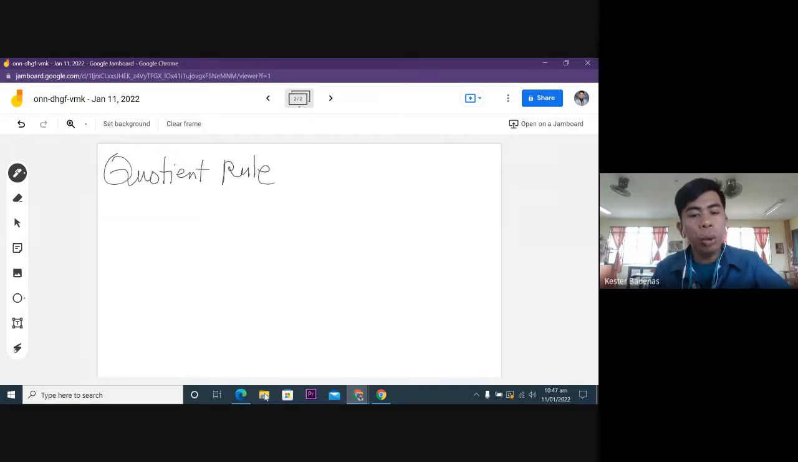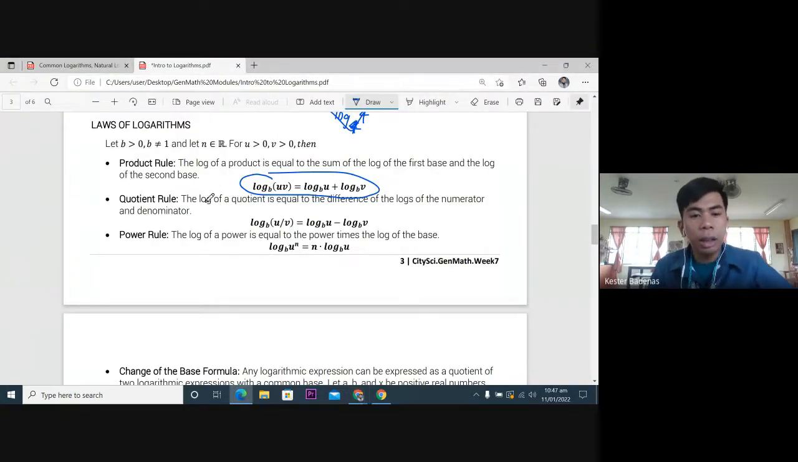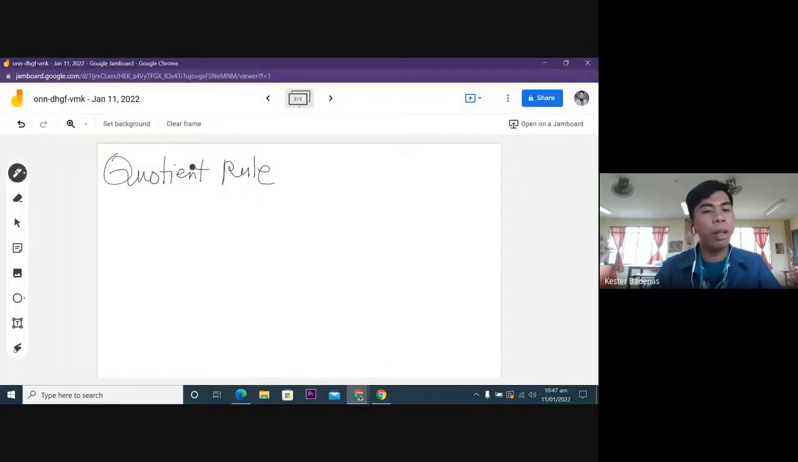Pag quotient rule, class, ito yan siya. The logarithm of the quotient is equal to the difference of the logs, or of the logarithm of the numerator and the denominator. So that is, if we have logarithm of u over v with the base b, that would be equal to logarithm of u with the base b minus logarithm of v with the base b. So, ayan siya. Let's have example.